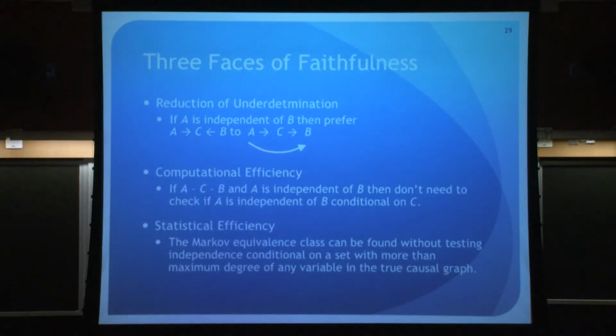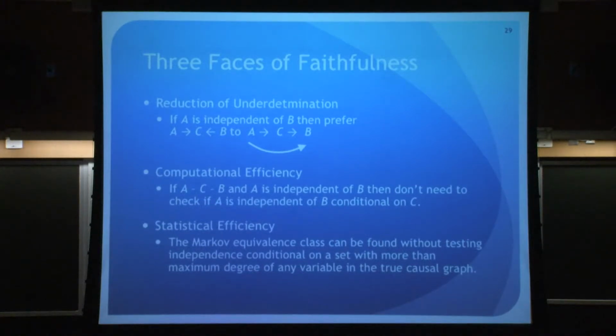Now, in this picture of what's going on, faithfulness is really playing 3 distinct roles. It's basically reducing the underdetermination, because it's saying, if you see this, you prefer it to that. Because this one says A is independent of B and entails it. This one just allows A to be independent of B. So it says, prefer this one to this one. So you're getting less underdetermination. You're also getting computational efficiency.